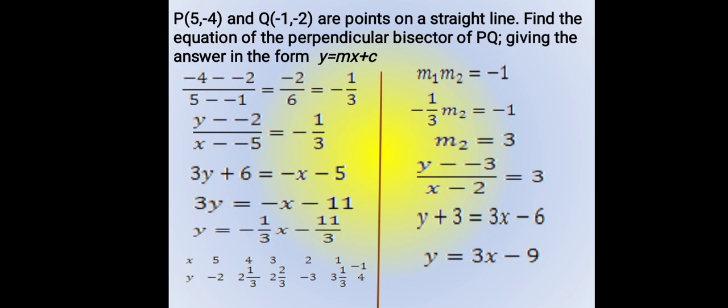What we can do now is find the gradient for the second line. So we say the gradient of the first line, -1/3, times the gradient of the second line, m2, is equal to -1. Solving for m2, we find that it is 3. So the gradient of the other line is 3. We have the point (2, -3). So we shall say (y minus -3) all over (x minus 2) is equal to 3. Cross multiplying, we solve, we find that the equation of the second line is y is equal to 3x minus 9.